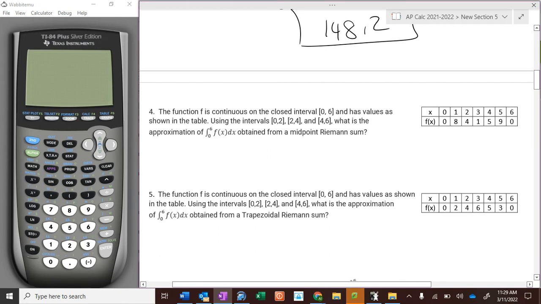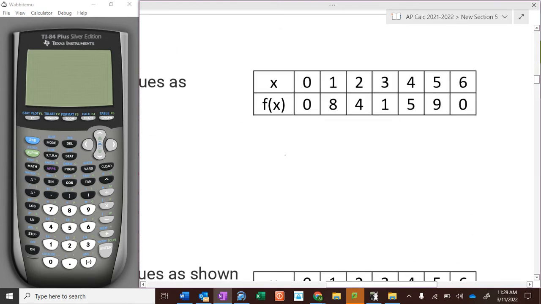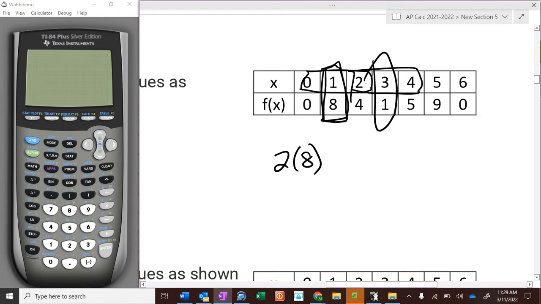The function is continuous on the closed interval from 0 to 6 and has the values in the table at the right. Using the intervals 0 to 2, 2 to 4, and 4 to 6, what's the midpoint Riemann sum of that? 1 times 4. All right. 2 times 8 is the first one because we're using the midpoint, so we use that, and then we use this distance times this distance times this, 2 times 1, plus this distance times this.